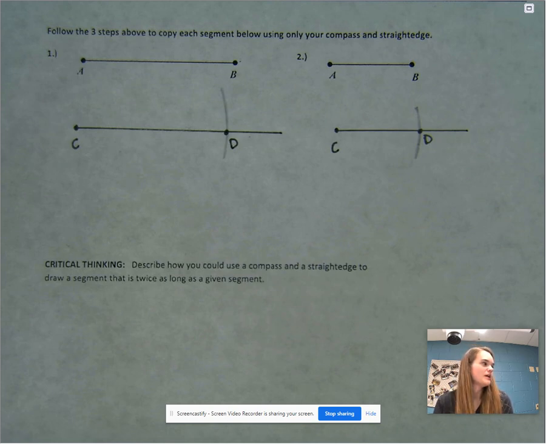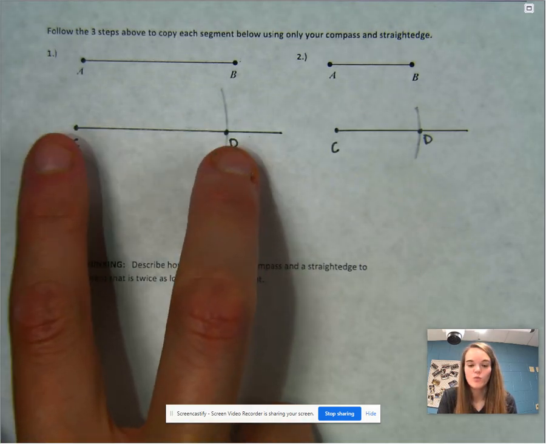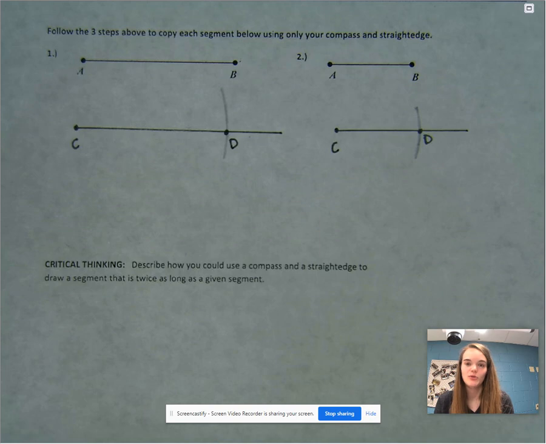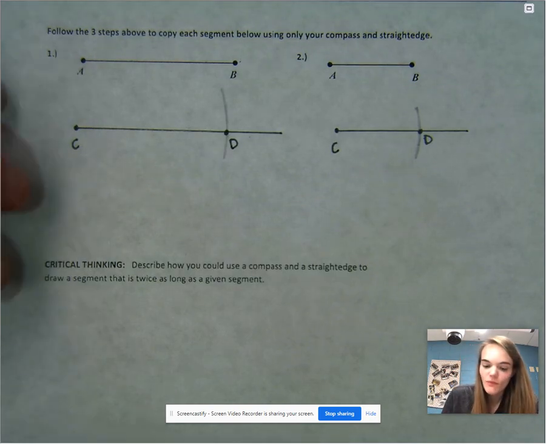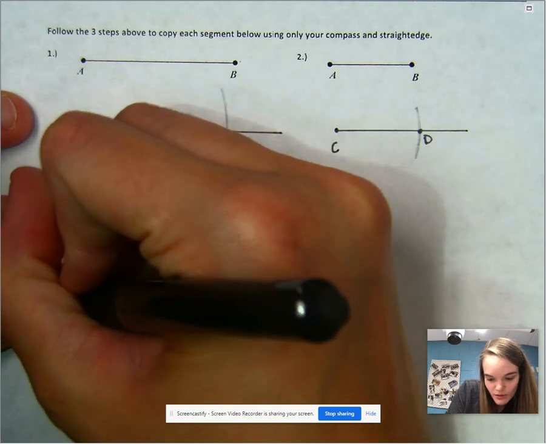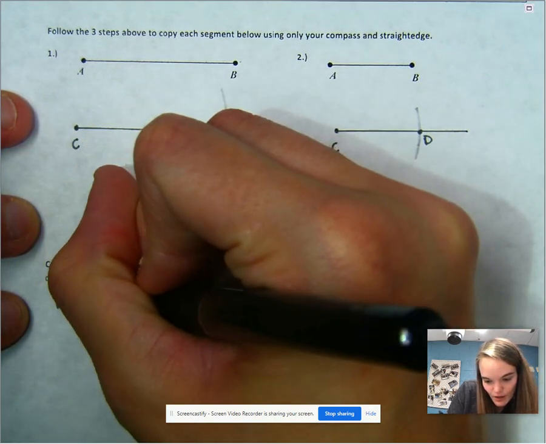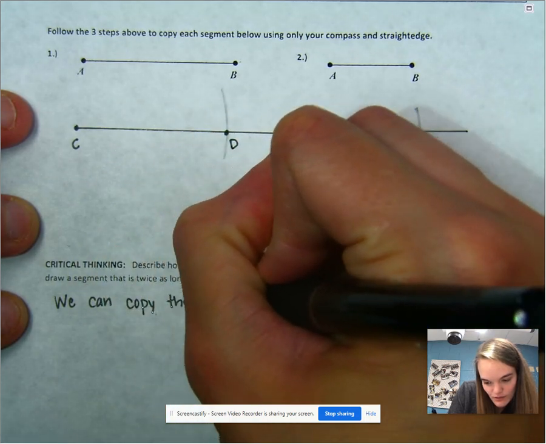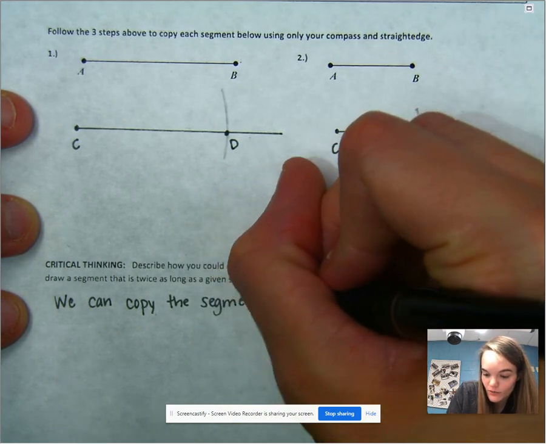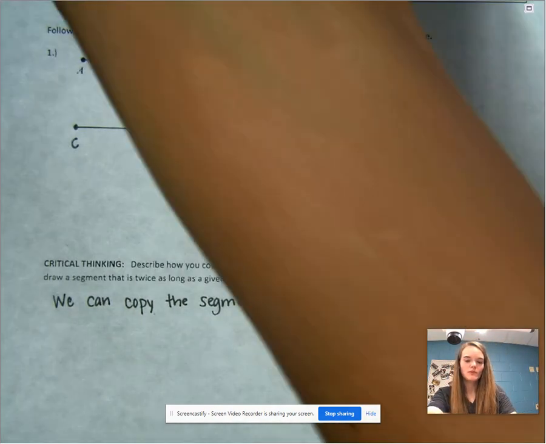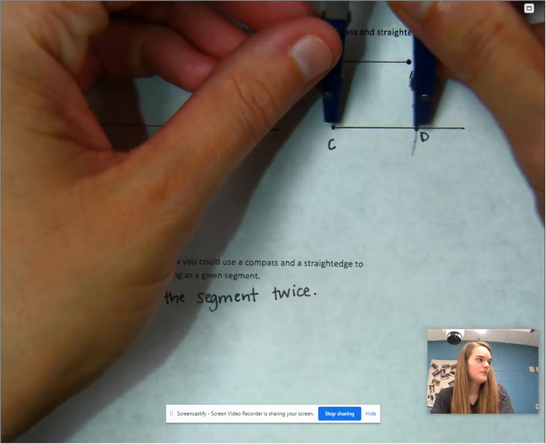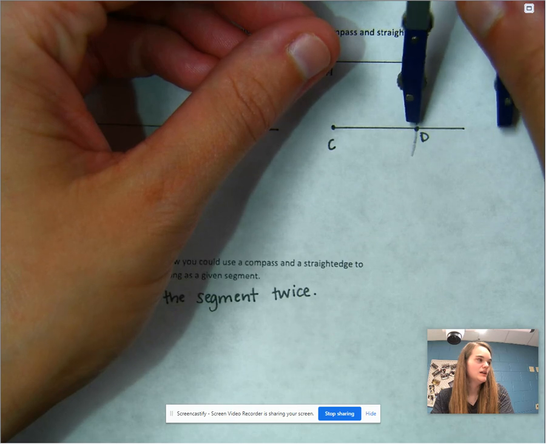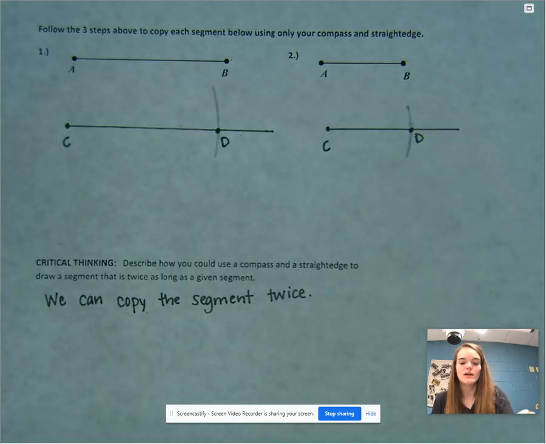Okay, here's what we need to think about. We are copying a segment. We have one segment. How would we get something that's double the length? What I'm thinking is we can copy the segment twice. Meaning, I did it once right here. I would then pick it up, move it here, and draw it again. And that would be a segment that is twice as long as the given segment AB. Again, your statement doesn't have to be exactly like mine.